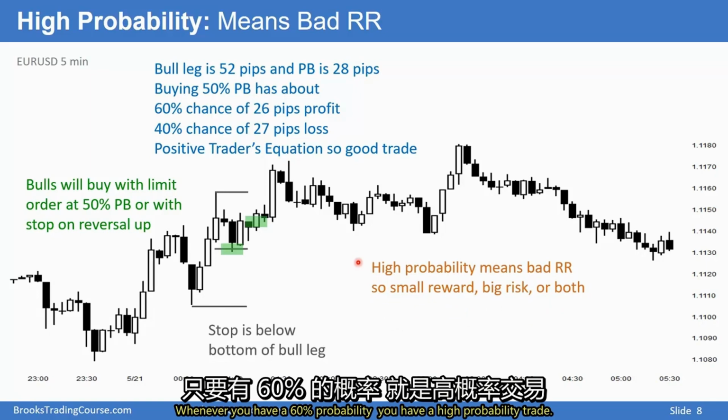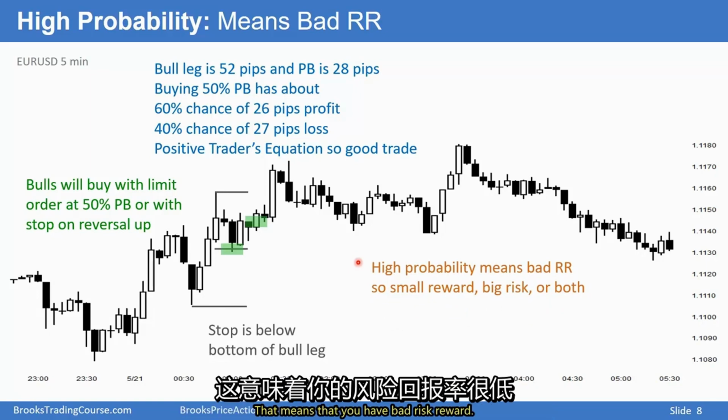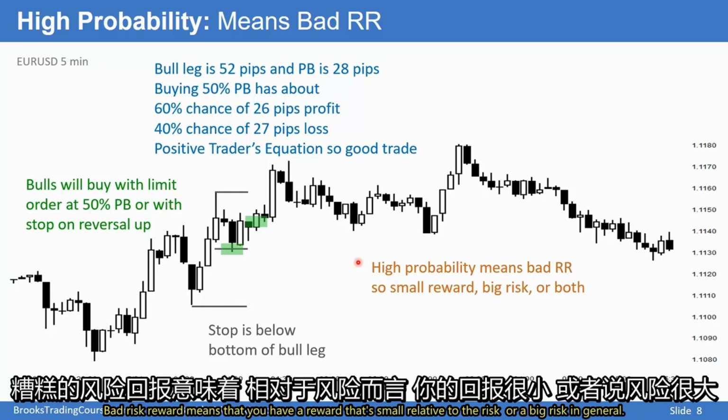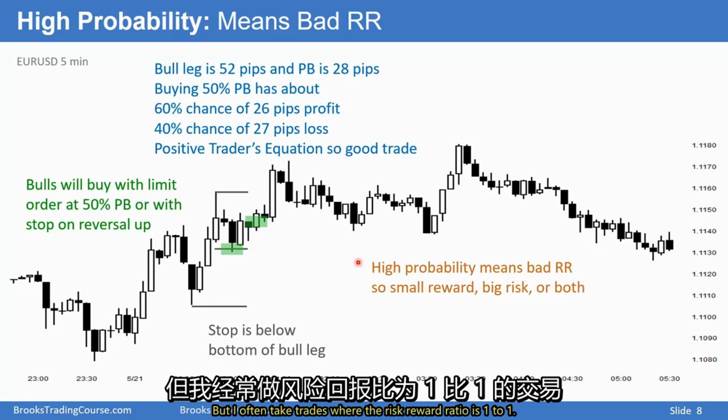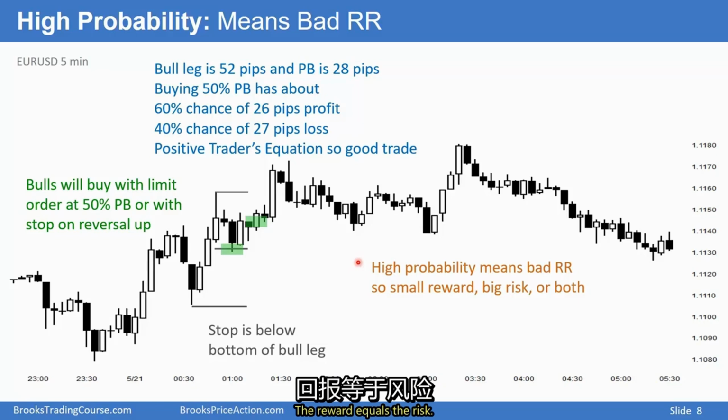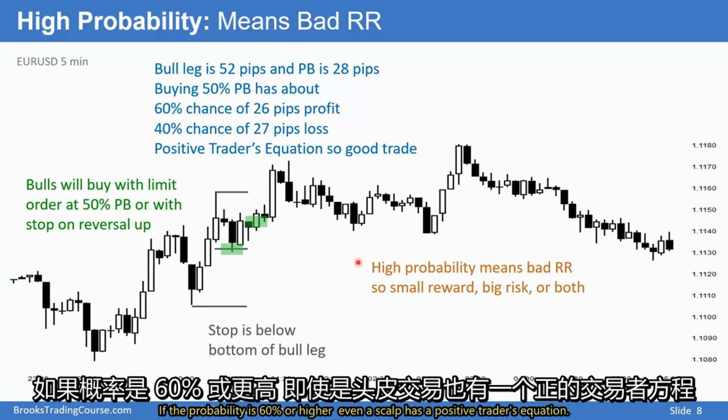Whenever you have a 60% probability, you have a high probability trade. That means that you have bad risk reward. Bad risk reward means that you have a reward that's small relative to the risk, or a big risk. In general, anytime the reward is less than 2 times the risk, I call it a bad risk reward ratio. But I often take trades where the risk reward ratio is 1-to-1, the reward equals the risk, if the probability is 60% or higher.